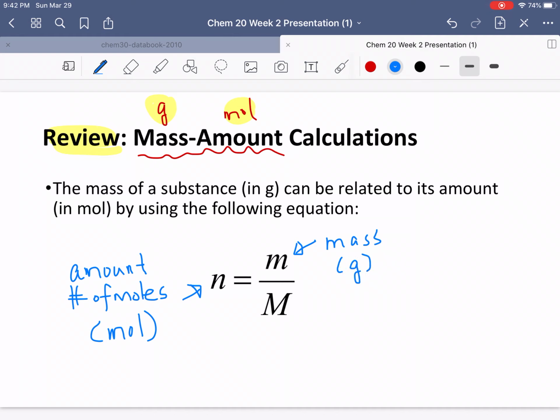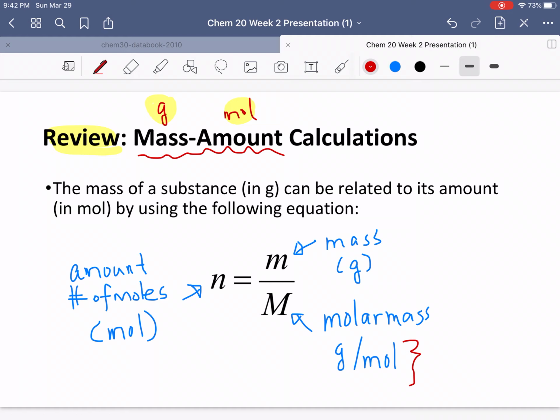When we deal with mass in this equation, it's really important that we have consistent units. Every single time, no exception, mass needs to be in grams. So if you have milligrams, kilograms, or something like that, you're going to have to go through a conversion. Capital M, like we learned in the previous lesson, stands for molar mass, which of course is in grams per mole.